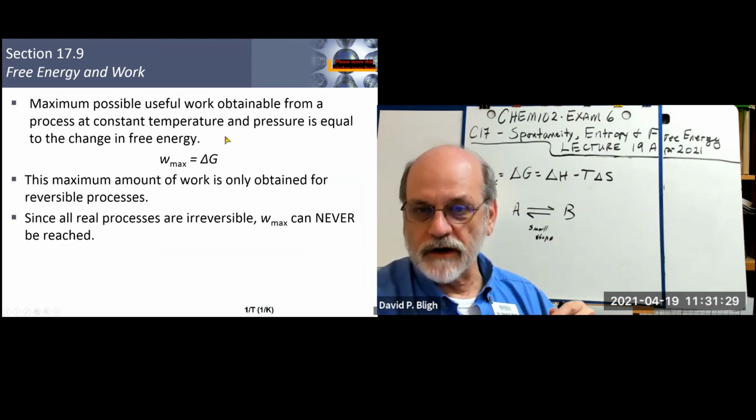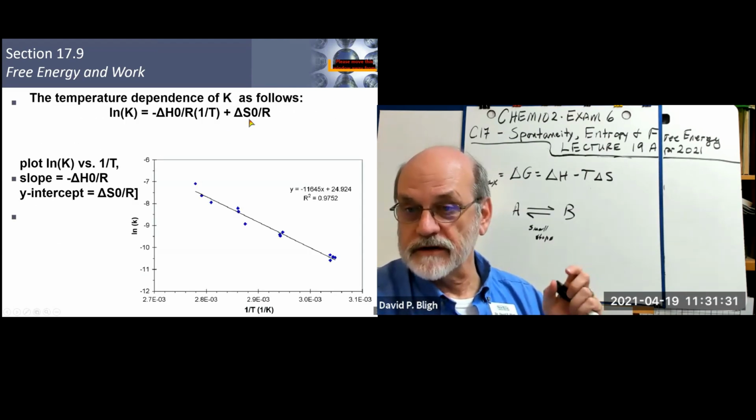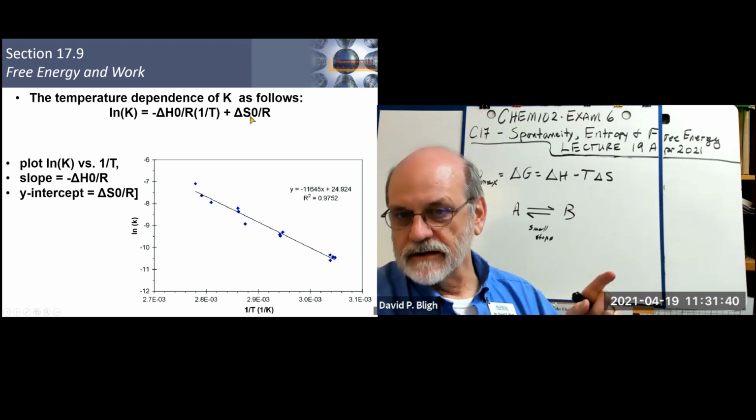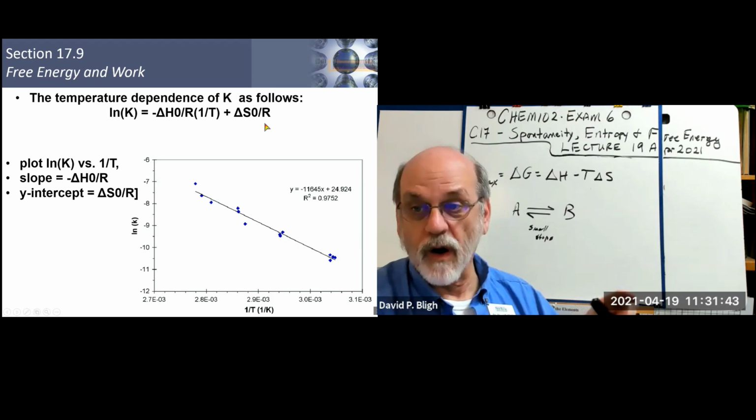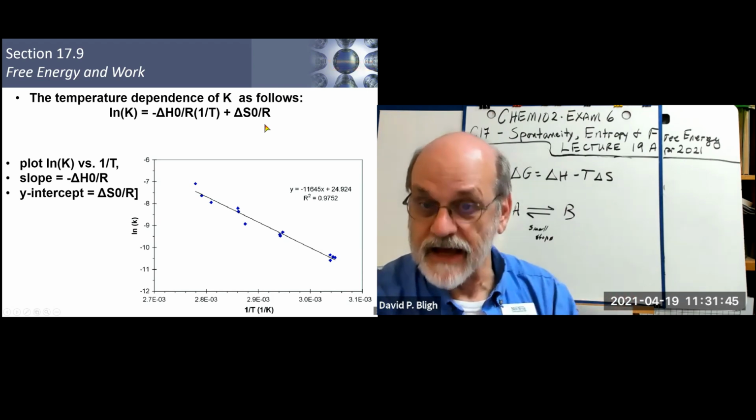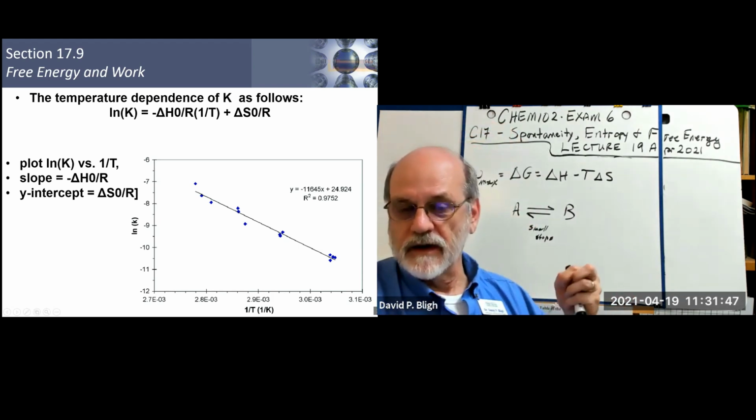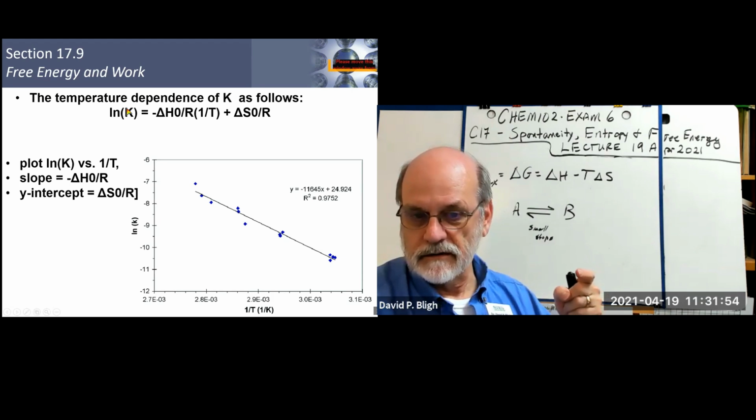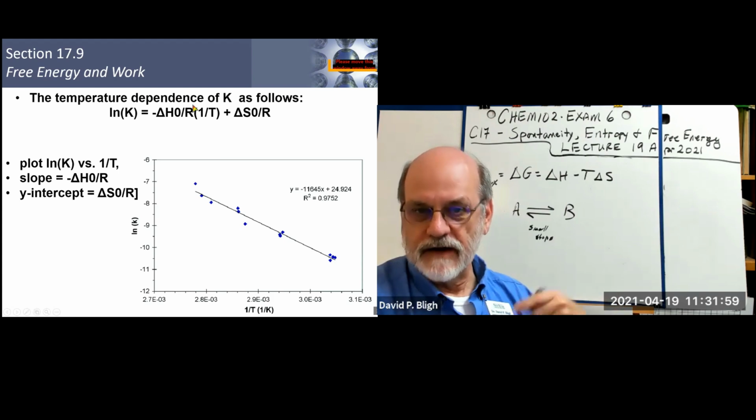We can also tell what delta S0 is. All we need is the y-intercept. The y-intercept is 24.924. Set that equal to delta S divided by R. And we know what R is, it's constant. So we can solve for delta S out of that. So all you have to do is run this experiment and determine the K for the experiment for each one of the temperatures. Plot the data, and you can get both delta H and delta S from it.